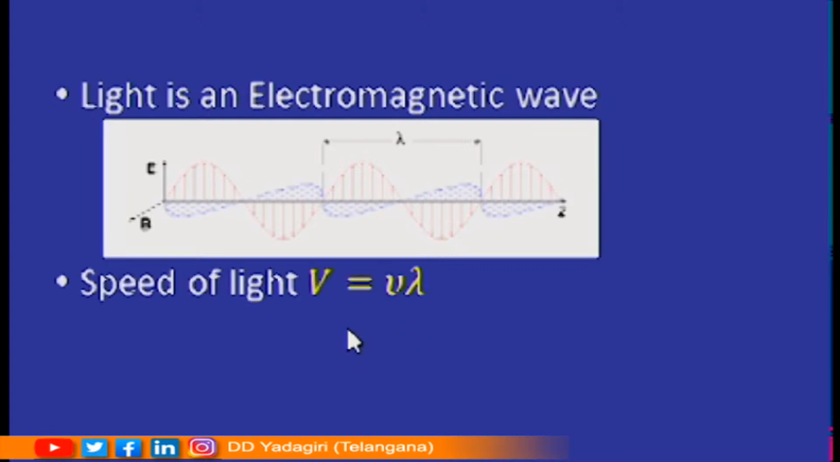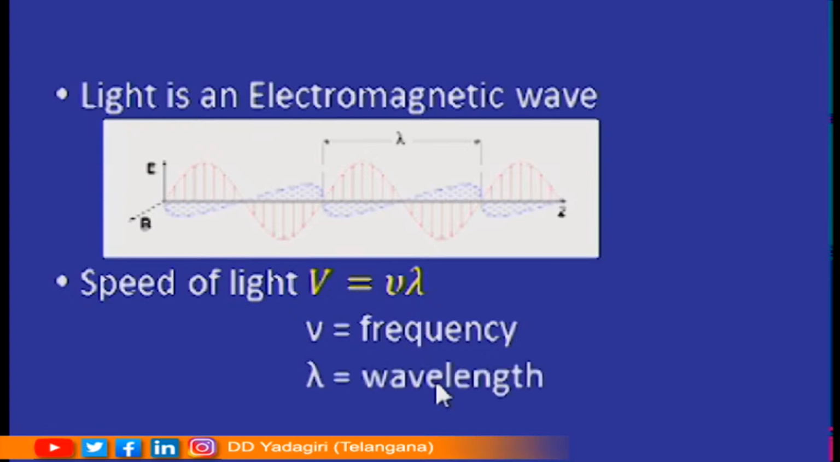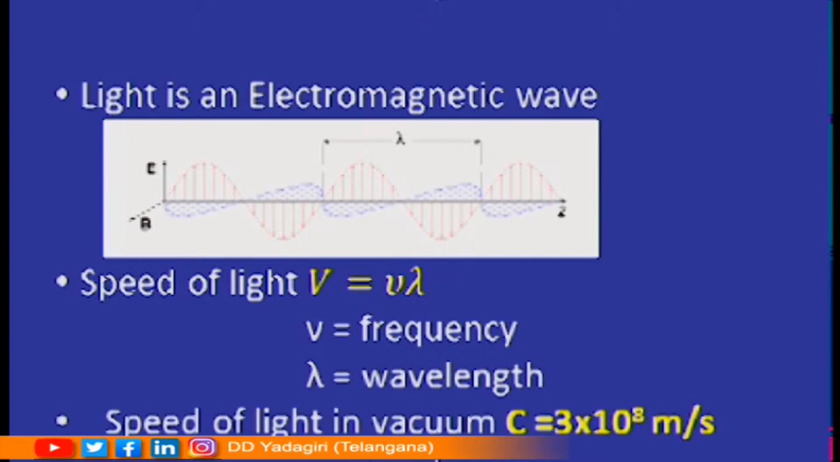Speed of light: we have an equation in our sound lesson, that is, speed of wave equals nu lambda. Here it is a light wave, that is why speed of light V equals nu lambda. Here nu is the frequency and lambda is the wavelength. Depending on the wavelength, the color of the light will be there. The speed of light in vacuum, that is in space, is symbolized with C. The value of C is constant, that is 3 into 10 to the power of 8 meter per second.